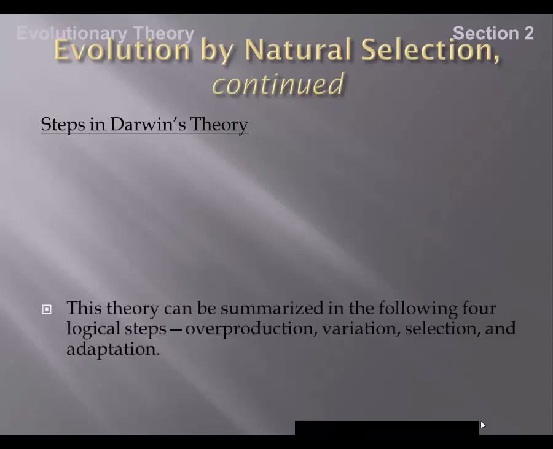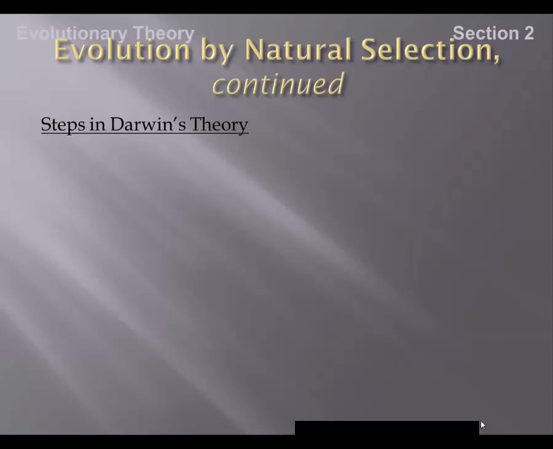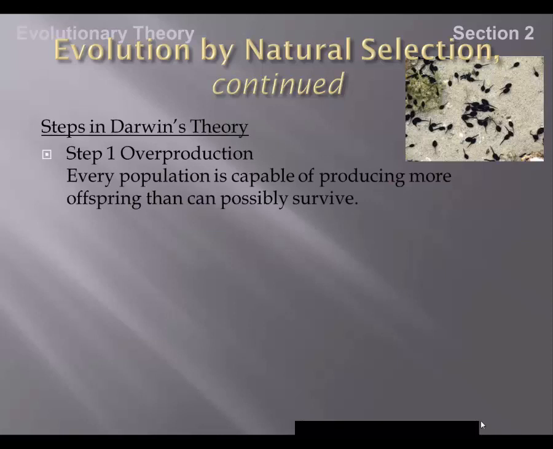There are 4 steps in Darwin's theory. The first one is overproduction, then variation, then selection, and finally adaptation. So overproduction is where Darwin thought that every population is capable of producing more offspring than can survive in that environment. So the environment ends up choosing the fittest, or choosing the individual that has characteristics that better allow it to survive in the environment. Those that are weak tend to die out, and therefore they do not pass their genes on to the next generation.